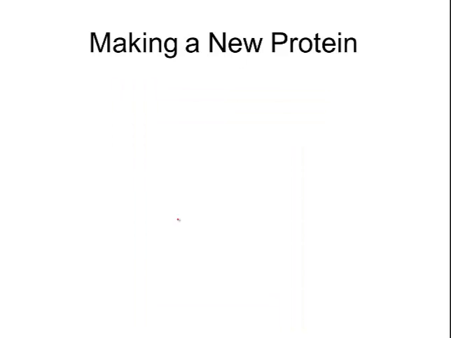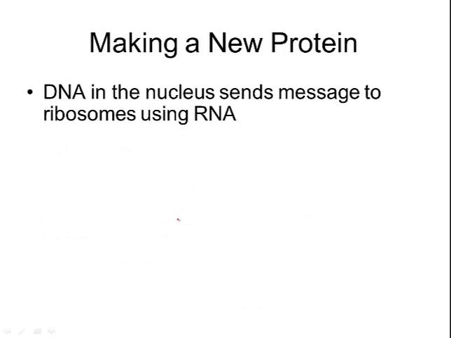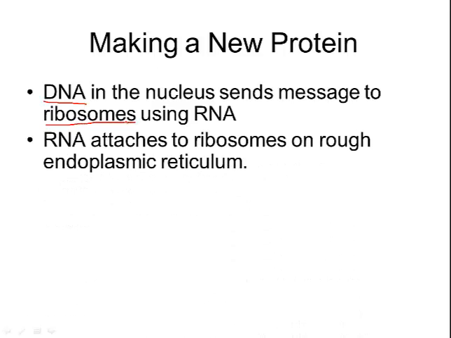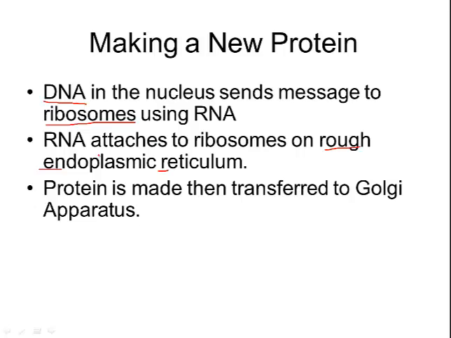Okay, so all of this comes down to making a new protein. When we're going to make a protein, the first thing it starts with is DNA. We have DNA that's in our nucleus. The DNA is going to use RNA, and it's going to send a message out to the ribosomes. Okay. The RNA is going to attach to the ribosomes on the rough endoplasmic reticulum, so on the rough ER. The RNA leaves the nucleus, goes over to the ribosomes on the rough ER. There, the proteins that have been made are then going to be transferred over to the Golgi apparatus.